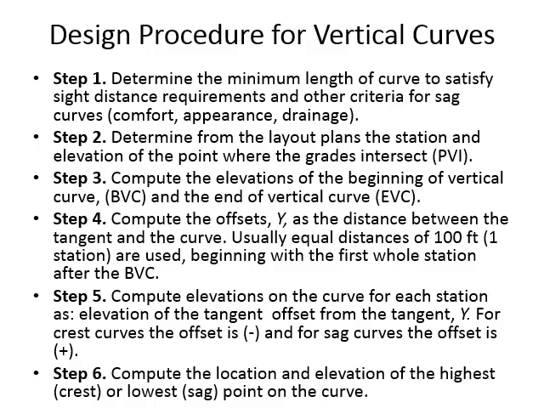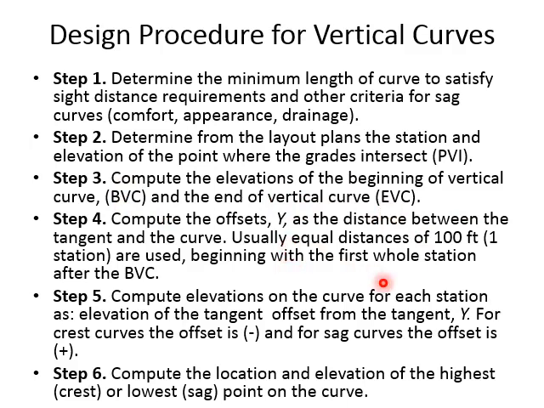So if you're designing a vertical curve, then these are the procedures you have to follow. First of all, find out the length of the curve. It will depend upon what type of curve you have, and you will apply the criteria of that type of curve. And then you have to go to the field, find out the gradients and the point of intersection, the station and elevation of the point of intersection. Then calculate the beginning of the curve, BVC, and end of the curve, EVC.